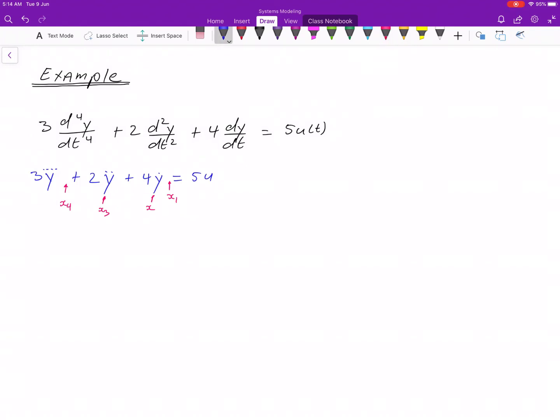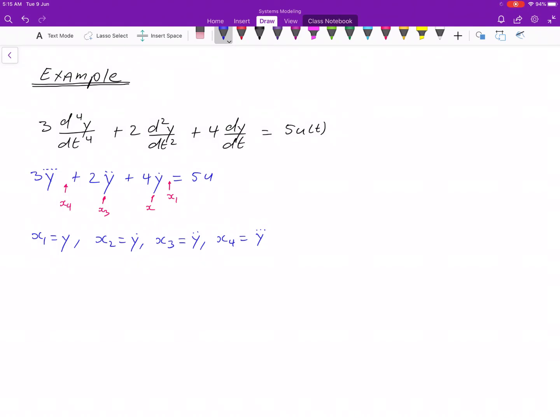And let's say by changing of variable, we say x1 is equal to y. We know y is not in this equation, but it's fine. x2 is equal to y dot, which we have. x3 is equal to y dot dot, which we have. And x4 is equal to y triple dot, which is not there, but it's still fine.